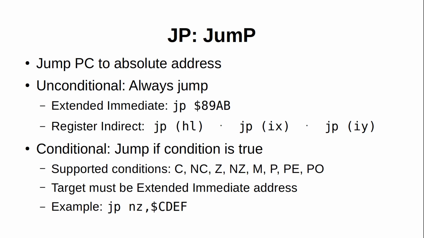If JP has two operands, the first will be a condition mnemonic, and all 8 conditions are supported. However, the target in the second operand must be an immediate address, so you can't do a conditional jump to an address in a register in a single instruction.